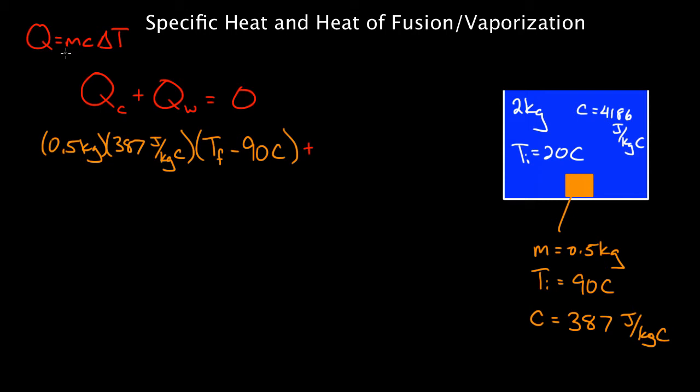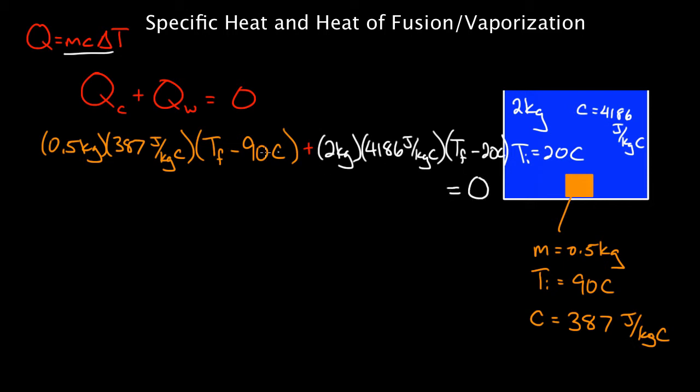plus the heat gained by the water, which we can use the same formula for, MCAT. So the mass is 2 kilograms. The specific heat is 4,186. T final, I still don't know T final. But I do know the T initial. The initial temperature is 20 degrees Celsius. And I've got to set this all equal to 0.